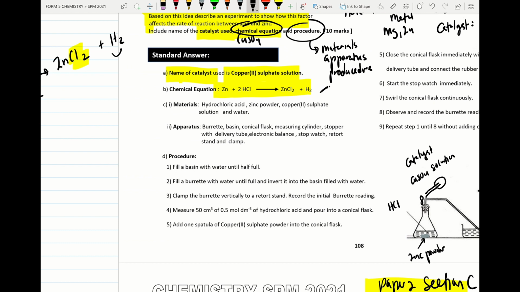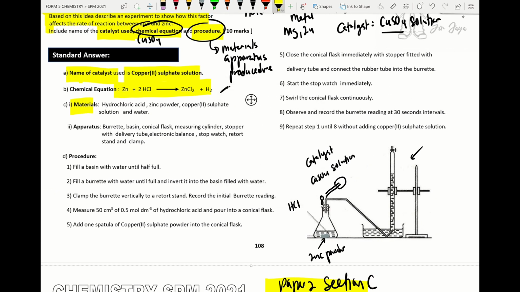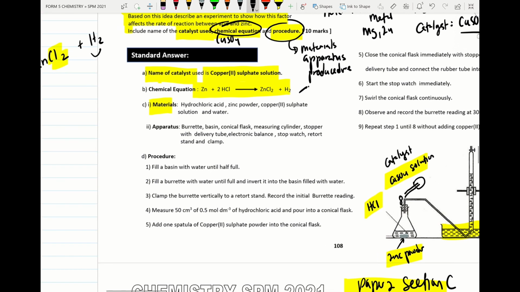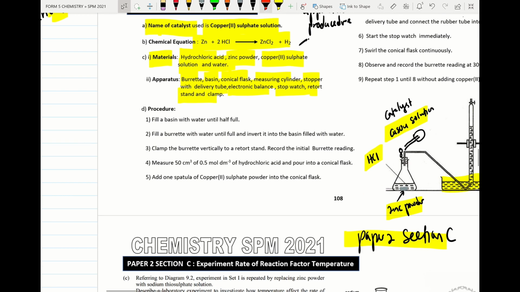Second step, they want the procedure. I always start with materials, so I will try to sketch the setup. The materials that we need are hydrochloric acid, zinc powder, copper(II) sulfate solution, and also water. The apparatus are burette, basin, conical flask, measuring cylinder to measure the solution, stopper, delivery tube, stopwatch, which is very important, and retort stand with a clamp. I think we do not need the electronic balance. All right, so we go for this one.